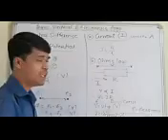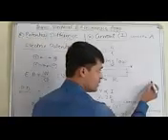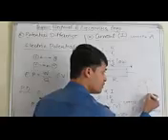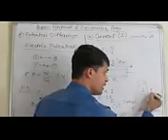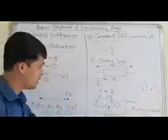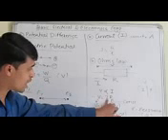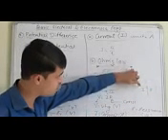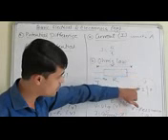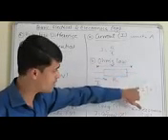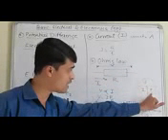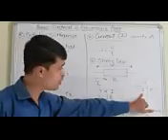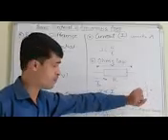How do we simply remember Ohm's law? Like this: this is the voltage, current and resistance. See here, V is equal to IR. Then I is equal to V upon R, and R is equal to V upon I. This is the simple way to remember Ohm's law.